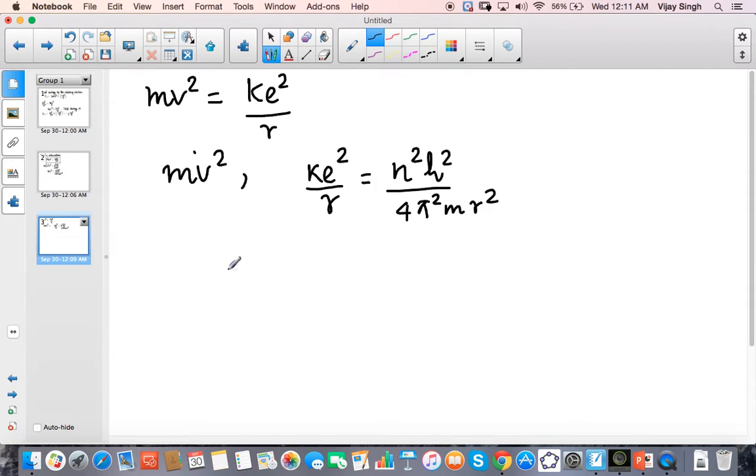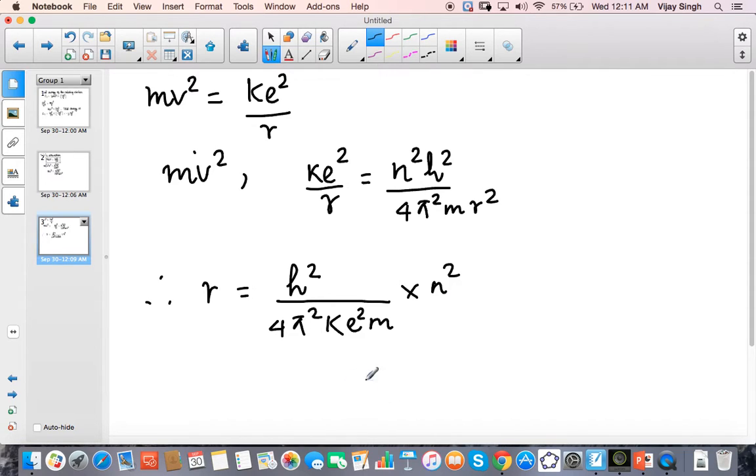Now from here we are going to derive the expression for r. If you rearrange this, you will realize that r is going to be h squared divided by 4 pi squared k e squared m times n squared.